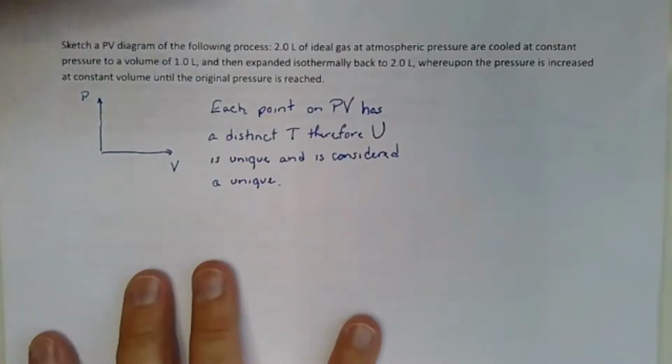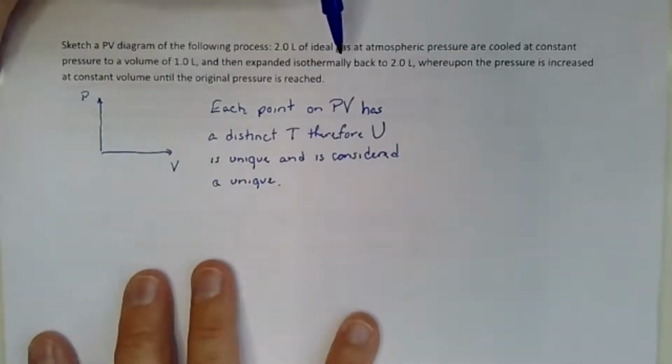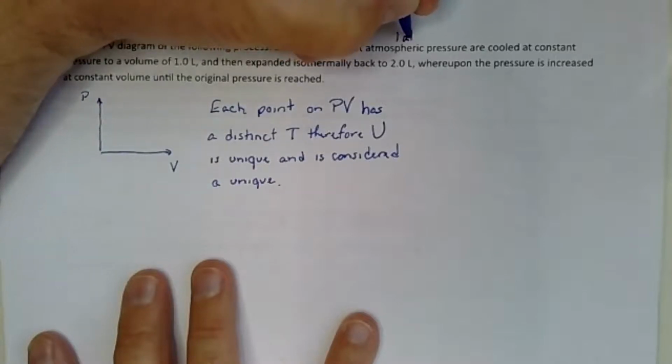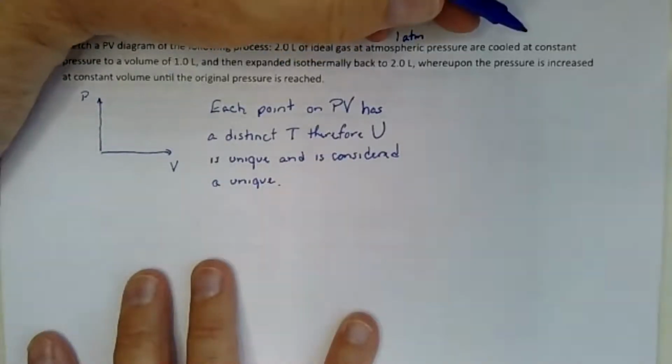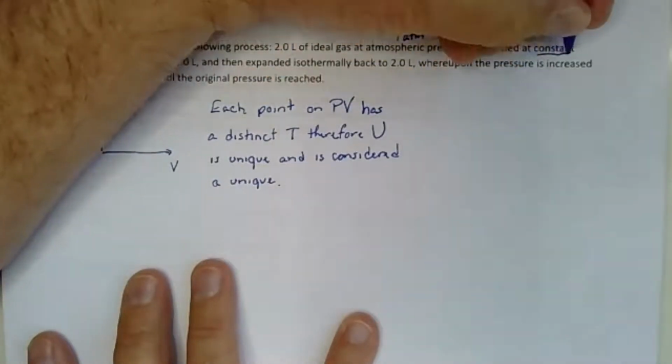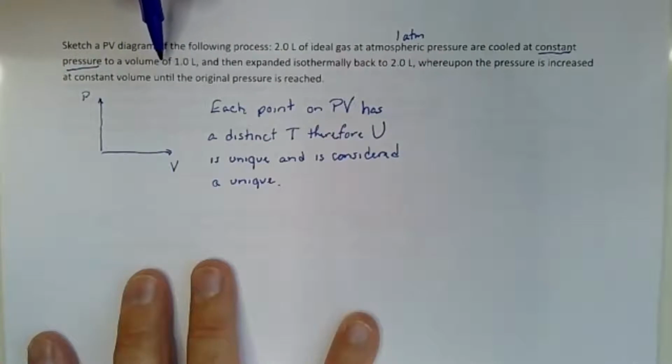Okay, great. Well, let's start decoding now. And we'll do a quick read through first. So 2 liters of an ideal gas at atmospheric pressure, so that's 1 atm, are cooled at constant pressure. Oops, that's important. Yep, decoding to a volume of 1 liter. So 2 liters down to 1 liter.